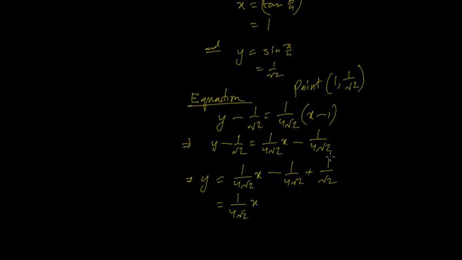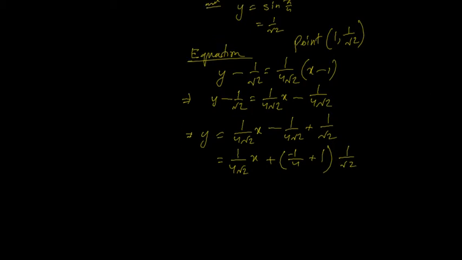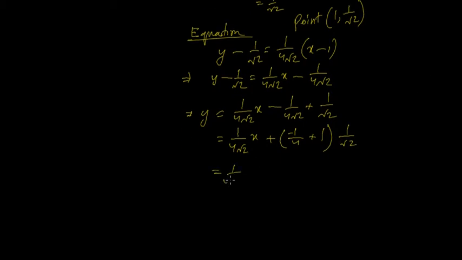Now if I take 1 by square root of 2 common from this, it becomes like this. If I take this, it would be minus 1 by 4, and this would be 1. If I take 1 by square root of 2 common, by calculation 1 by 4 square root of 2x, so this would be 1 minus 1 by 4, which is 3 by 4. So 3 by 4 into 1 by root 2.